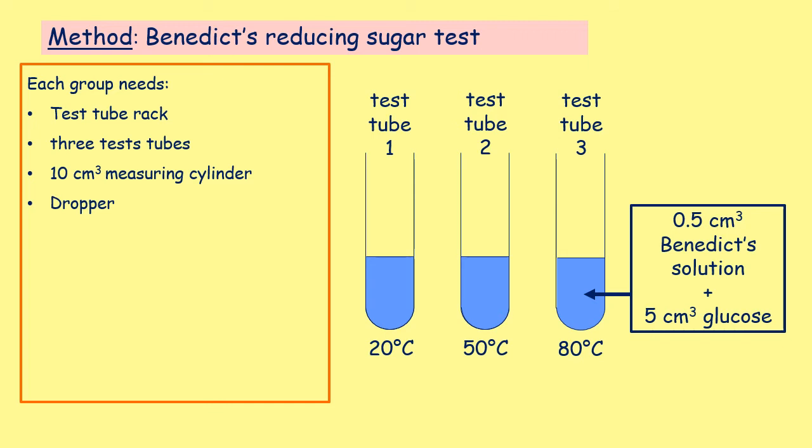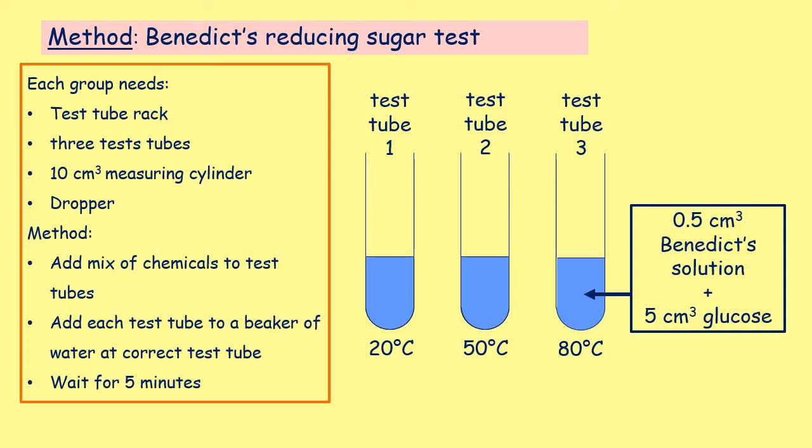And what we're going to do is we're going to mix the Benedict solution with glucose, but then we're going to leave the test tubes at different temperatures. One's going to be at 20 degrees, one at 50 degrees, and one at 80 degrees. And we're going to wait for 5 minutes, and we will see which one changes color first.